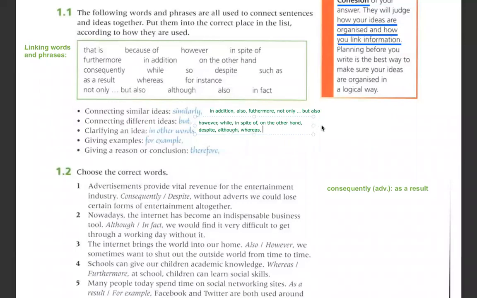Thanks. So again, if you don't know them, please write them down. Whereas and while have a similar meaning if you don't know the word whereas. Okay, what can we use to clarify an idea? So something that has a similar meaning to in other words.